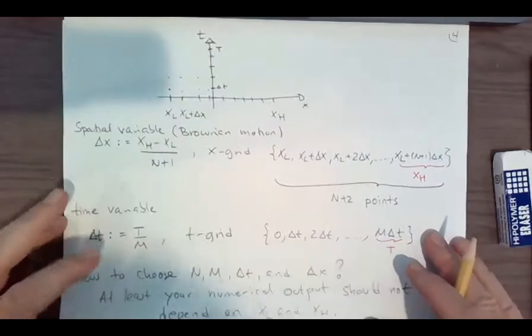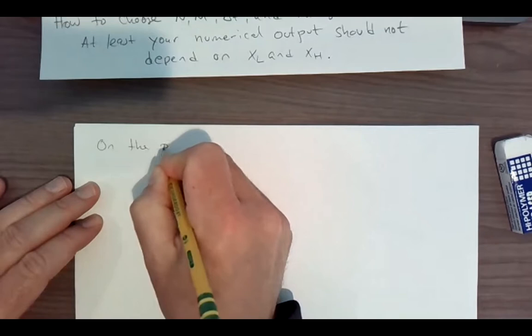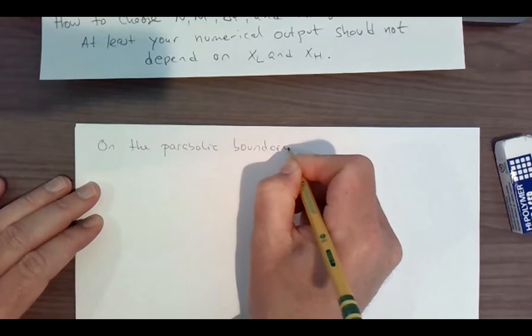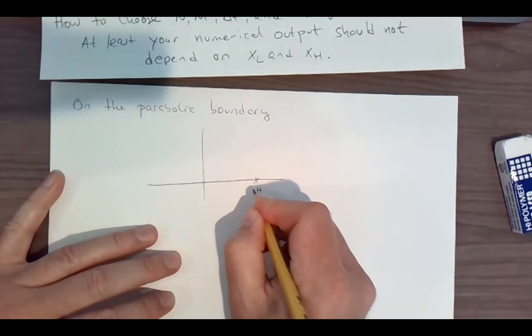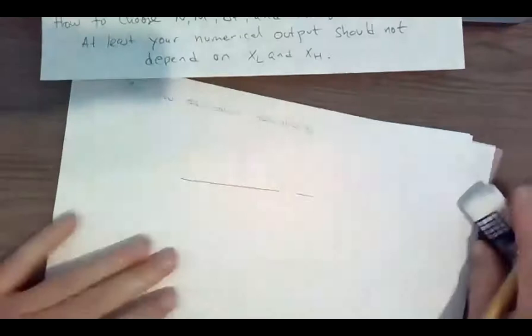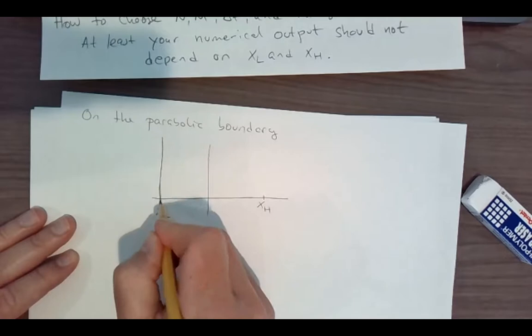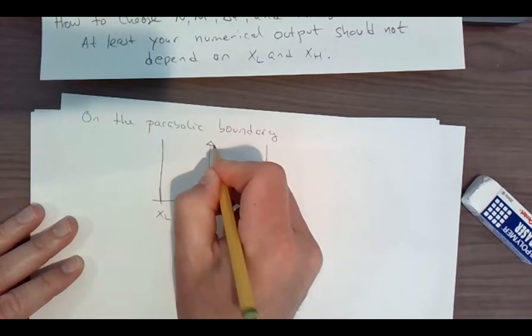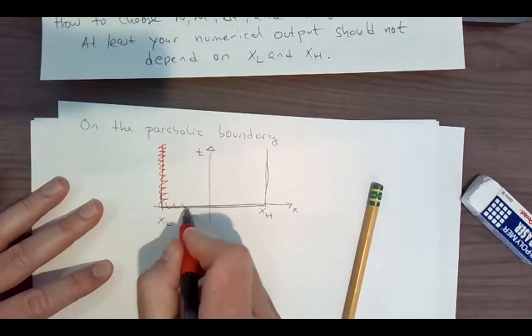So the parabolic boundary, let's recall what that is. The parabolic boundary is where you have your x, you have your upper point, and you have your lower point. So here, this is part of the parabolic boundary. This here is part of the parabolic boundary. And then this one here is part of the parabolic boundary. Let me highlight this in.